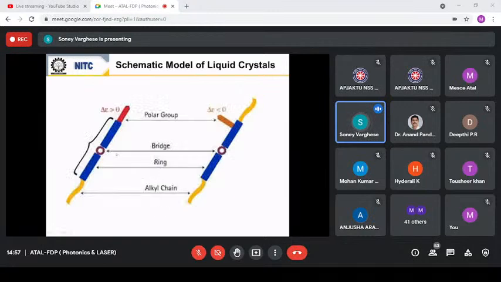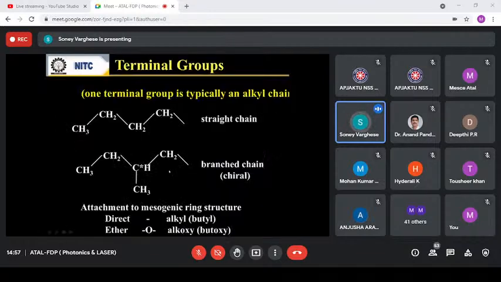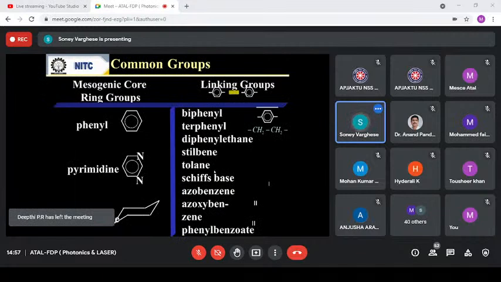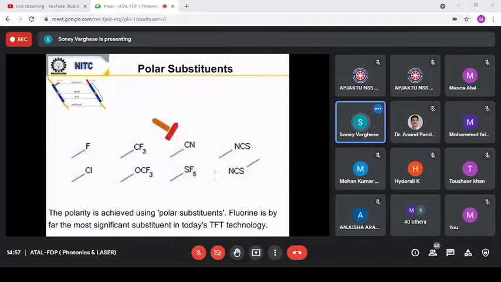And you can see this is the structure: the polar group, a bridge group, and an alkyl chain, right? This is the basic structure of the molecule. These are some examples of the terminal groups used. These are some of the bridges used. I'm going a little bit fast on this. These are some common groups used in this type of display. So these are some examples of polar substituents.